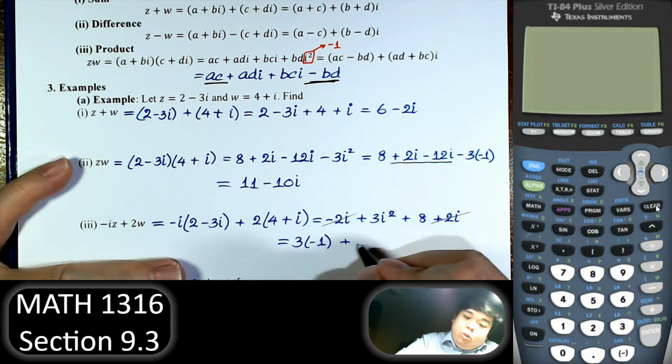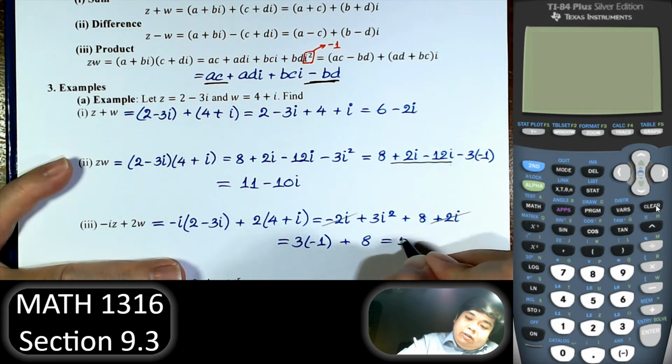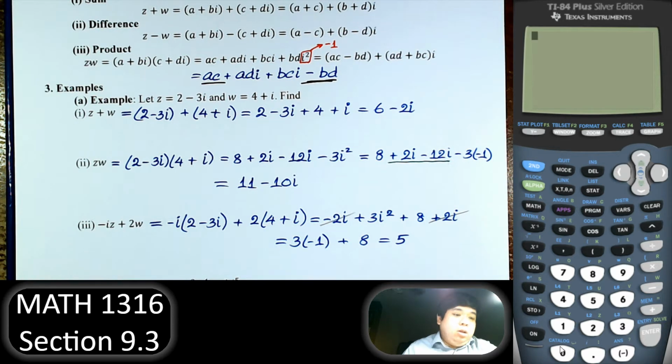I squared is negative 1, and that gives us 5. So negative i times 2 minus 3i plus 2 times 4 plus i, and we have just 5. So simple enough, right?